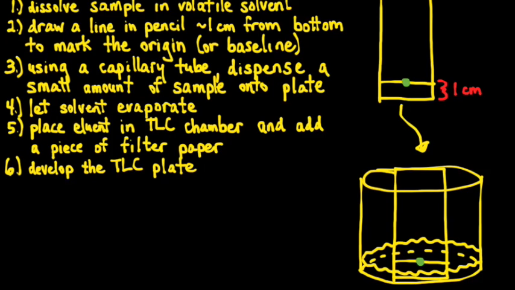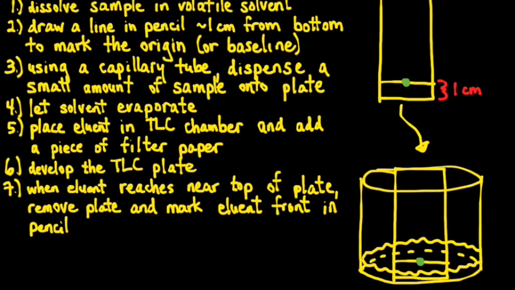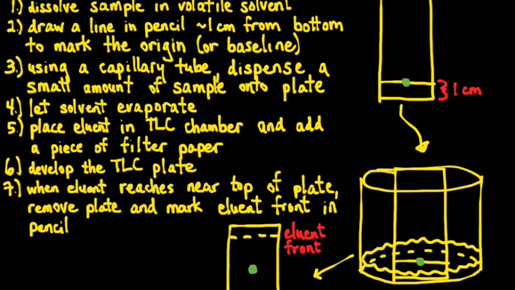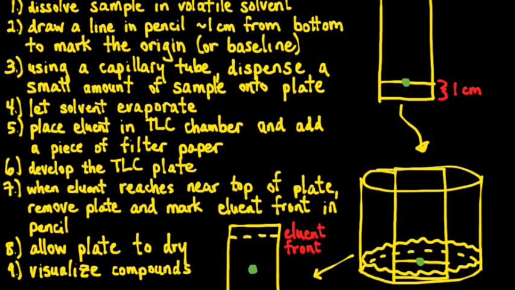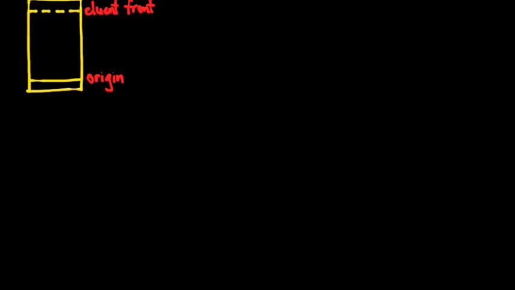Develop the TLC plate by placing it directly vertical into the chamber. Once the eluent reaches the top of the plate, remove the plate and mark the eluent front with a pencil. Allow the plate to dry and then visualize the compounds. Visualization of the compounds is an important step because most organic compounds are not colored. The TLC plates that you remove from the chamber after the solvent reaches the top will look mostly like this, a blank plate. So where are the compounds?